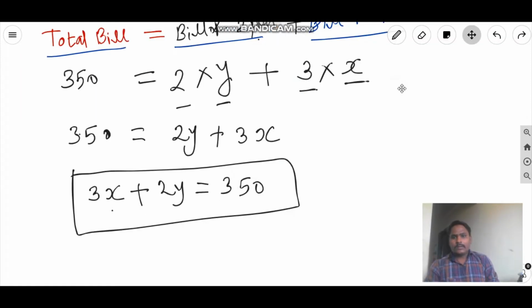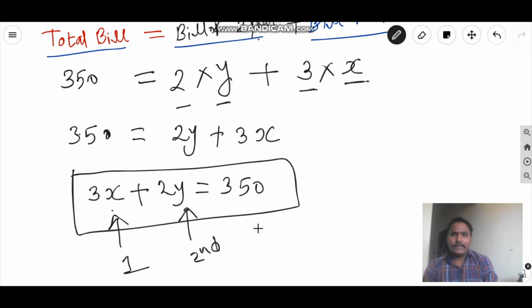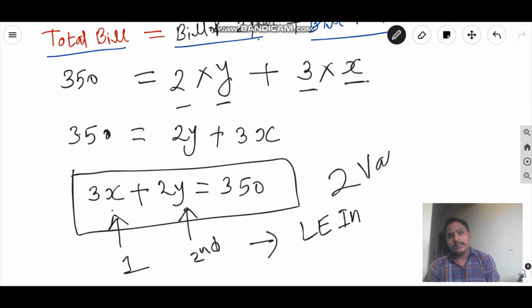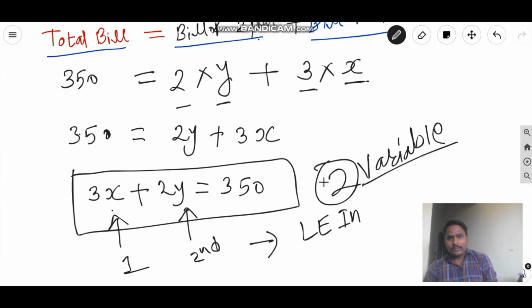Okay, now here if you observe, there are two variables, one is x and the second one is y, and that is why this is called a linear equation in two variables. Now why the name variable, why they are called variables, we will see later on, but why the word 2 is used, we have clarified.